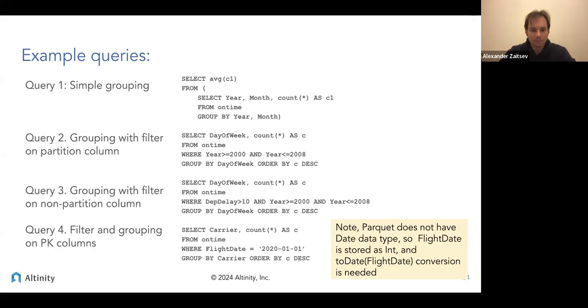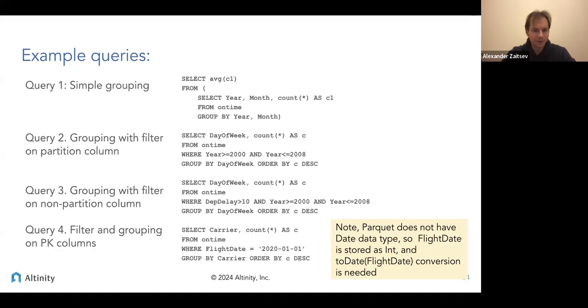And query 4 adds a filter on a column that is a part of the MergeTree primary key. So for ClickHouse, it is important. For Parquet, Parquet doesn't know about the primary key, and also doesn't know about ordering, as we will see in a bit.